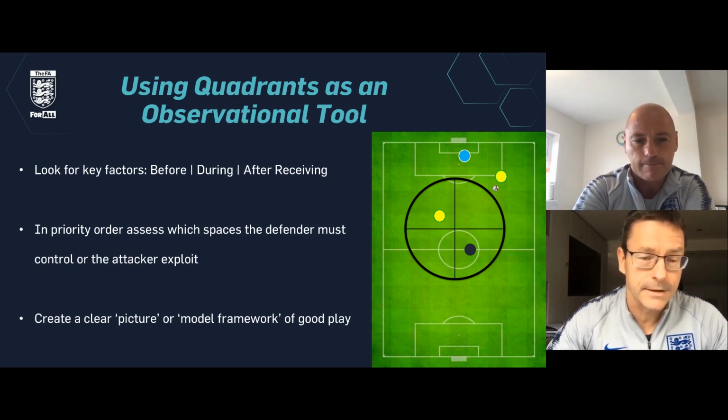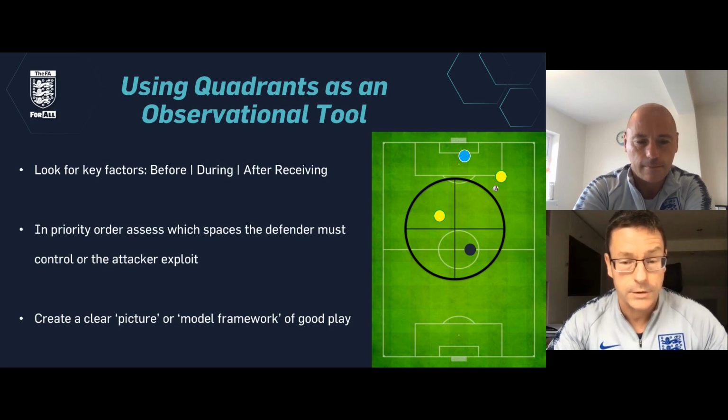And in essence, this is something you want the players to recognise instantly on the pitch. How close should I be to the wide man? Should I be tucked in a little bit more? Where's the ball going to go next? How do I adjust my position?